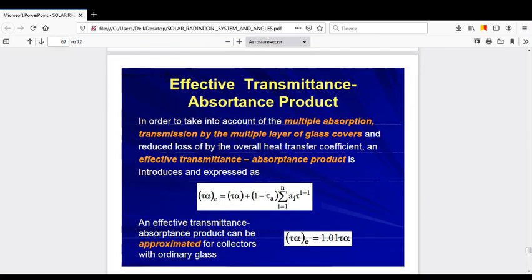The effective transmittance absorbance product. In order to take into account the multiple absorption and transmission by the multiple layers of the glass covers and reduce loss by the overall heat transfer coefficient, an effective transmittance absorptance product is introduced and expressed as (τα)E = τα + (1 − τ A) Σ AI τ^(I−1), and the effective transmittance absorbance product can be approximated for collectors with ordinary glass.